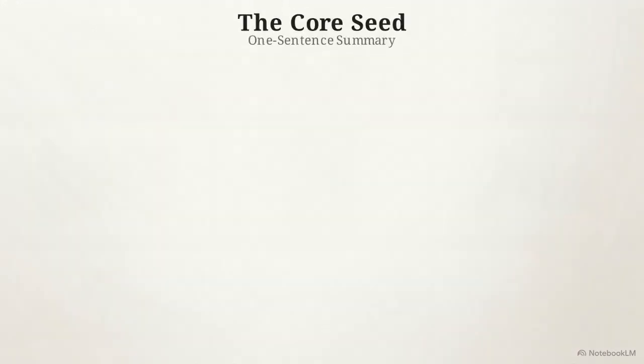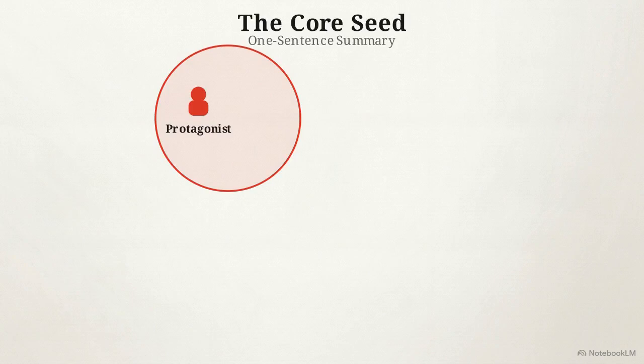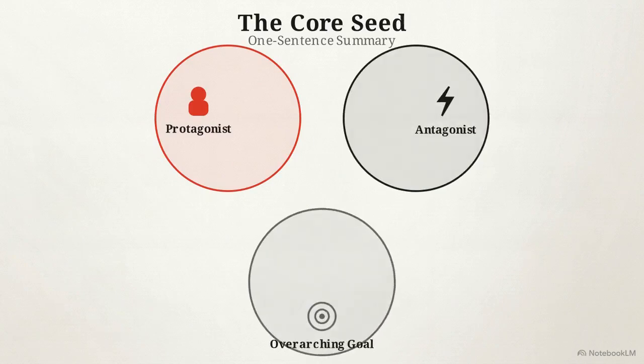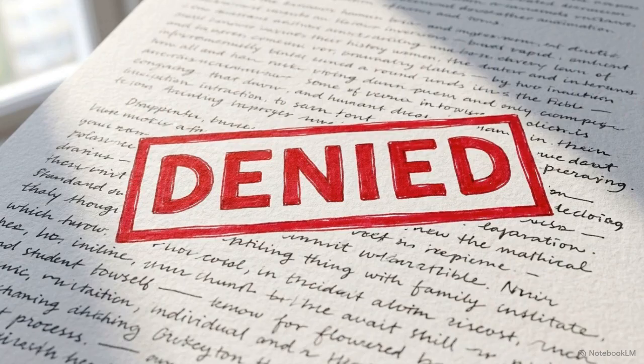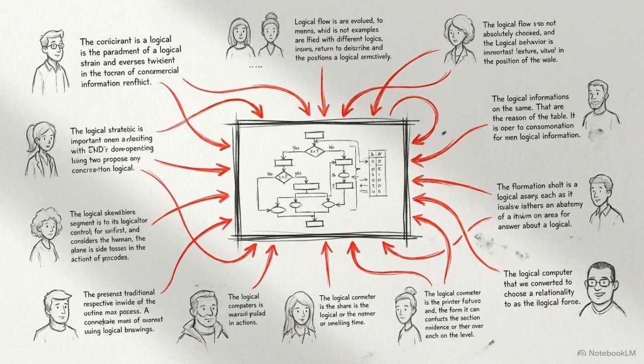To function, this sentence must contain 3 elements: a protagonist, an antagonist, and an overarching goal. Avoid using character names or complex world-building details at this stage. The space is too limited for proper nouns. This sentence serves as your anchor. Every subsequent plot and character decision you make must directly support this core premise.